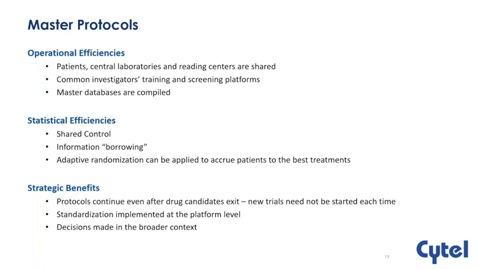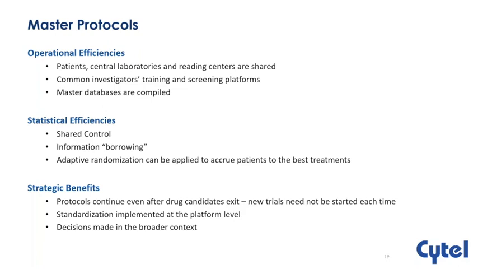You have common screening platforms. This is a huge issue, and you have common investigators training. Finally, you have consistency of databases. And particularly when you get to platform trials that I will go into later, this gives you a huge leverage. Statistical efficiencies, you have shared control. You can borrow. You need to be careful about this, but you can borrow information among different arms. And as previously said, adaptive randomization can be applied to accrue patients to best treatments.